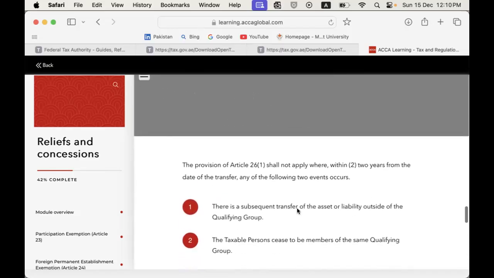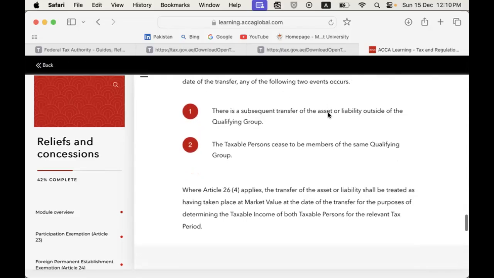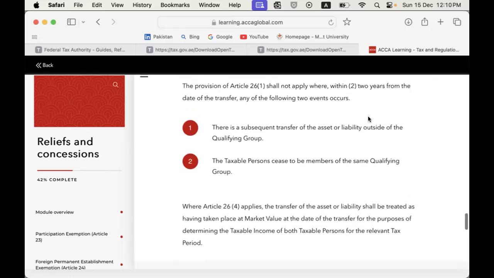Non-applicability of this Article 26, where does it come in? Let us have a look at it. Provisions of Article 26, which is transfers within qualifying group, shall not apply where within 2 years from the date of transfer, any of the following two events occur. There is a subsequent transfer of assets or liability within 2 years. So that's a holding period specified. So until 2 years, you cannot further transfer the asset outside the qualifying group.